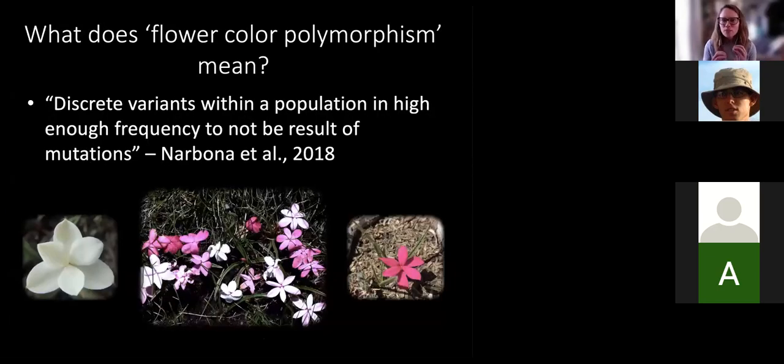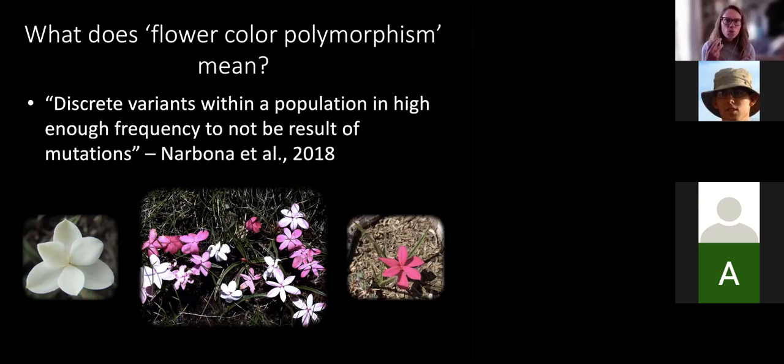I want to take just a small detour here about what flower color polymorphism means. This was a question when we first started thinking about Confecta. If you look at the species holistically with three varieties, it makes sense that we have a polymorphic species. We have these white Platypetala populations, these pink Bowerii populations, and then these totally variable Confecta populations. Narbona et al. in 2018 nicely defined flower color polymorphism as discrete variants within a population in high enough frequency to not be the result of recurrent mutations.